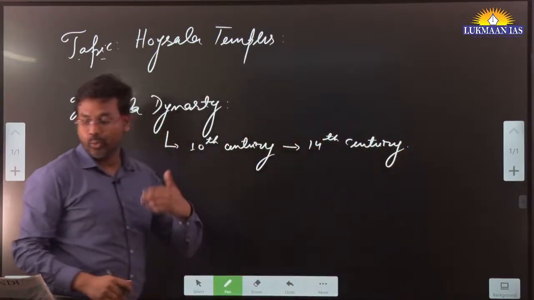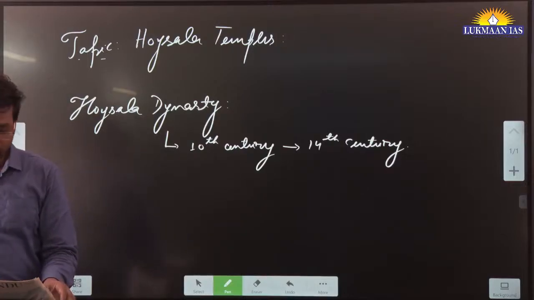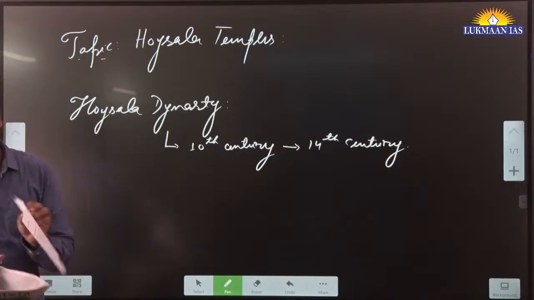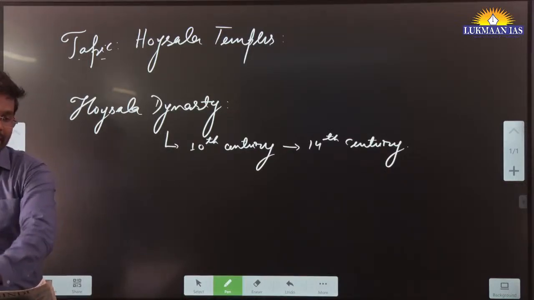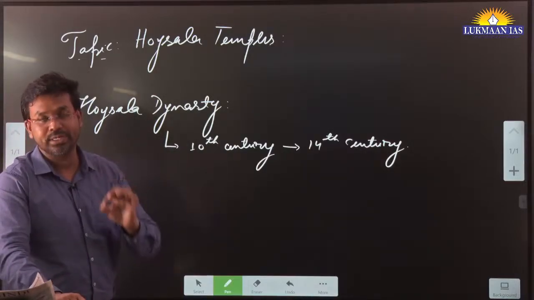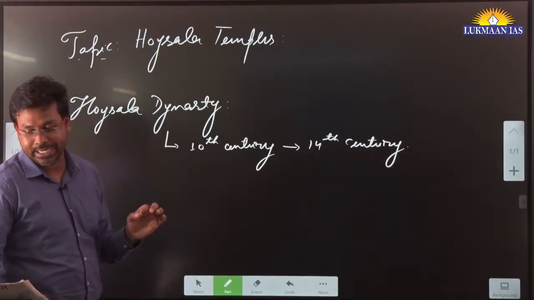And there were many rulers who were prominent at this particular location. Many rulers were prominent in the Hoysala dynasty. So I have written some names of those rulers who are associated with the Hoysala dynasty.